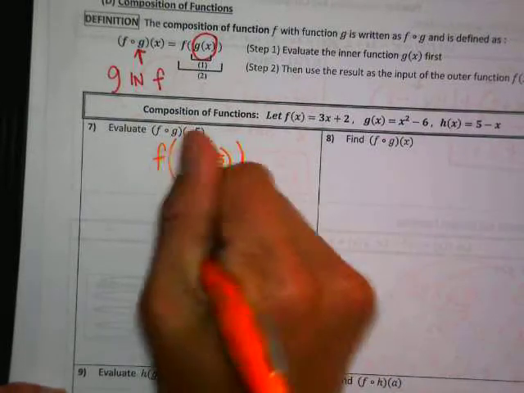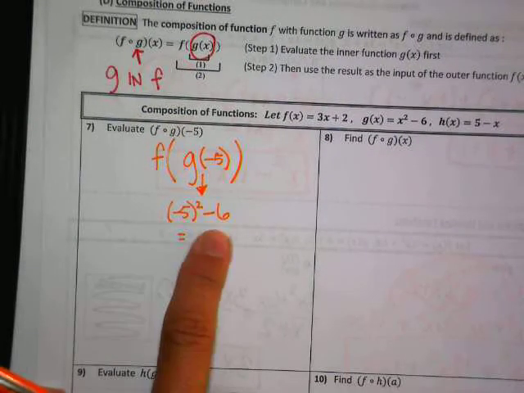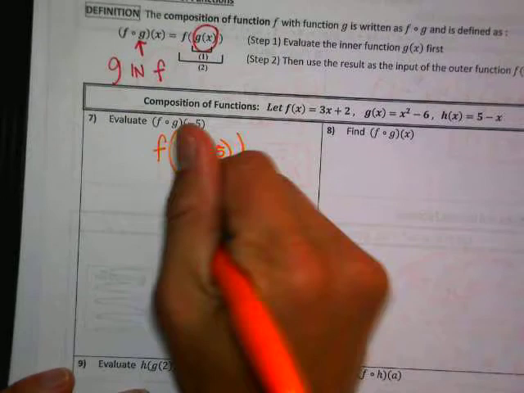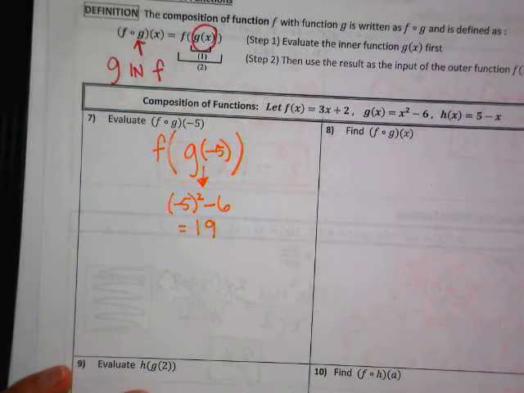All right, so we can work this out. You can type that in your calculator if you want. And you get 19. Negative 5 squared is 25 minus 6, 19. Hold on. We're not done yet, though. Now we do the F.